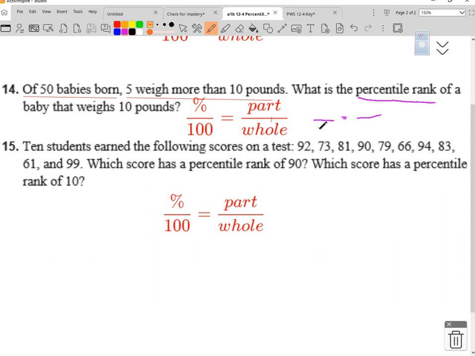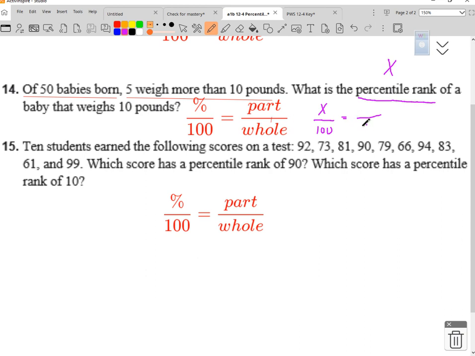Remember that 100 always goes in the bottom left. Now, do we know the percentile rank? Yes. Wait, no, that's what we're looking for. So that's where our variable goes this time. It says, what is the percentile rank? So that's going to go in the percentage spot. Do we know what the whole is? So how many total babies were born?